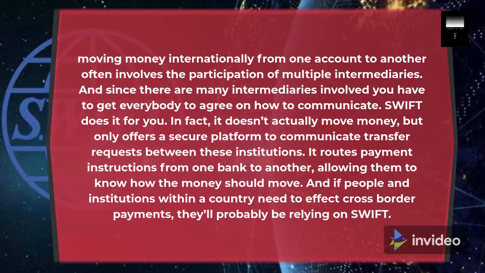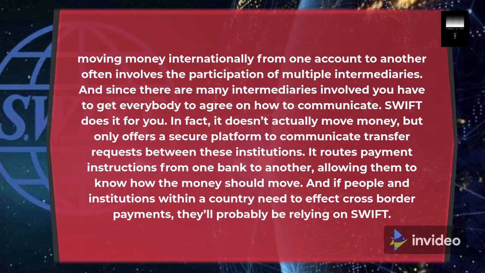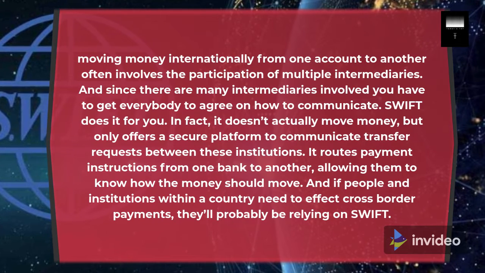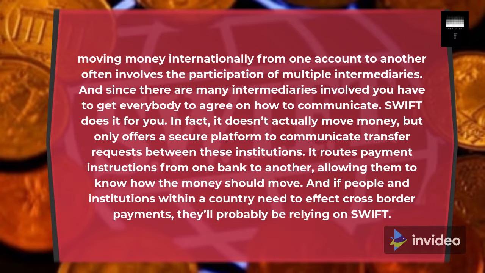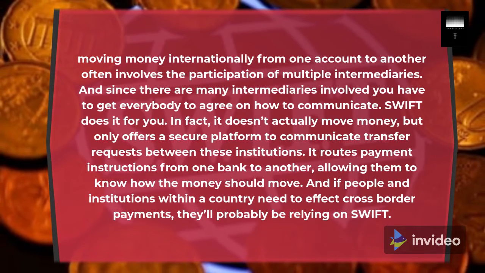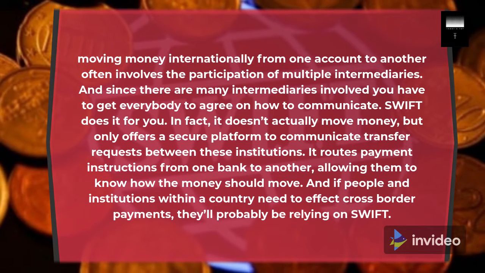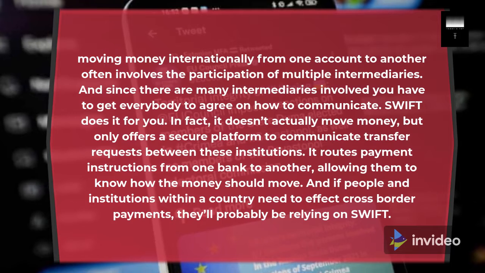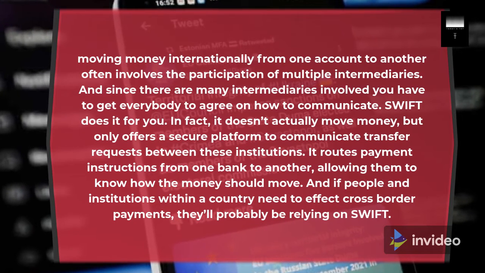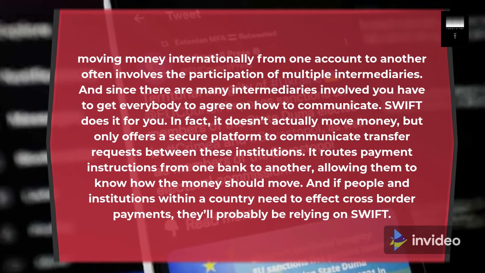In other words, moving money internationally from one account to another often involves the participation of multiple intermediaries. And since there are many intermediaries involved, you have to get everybody to agree on how to communicate. SWIFT does it for you. In fact, it doesn't actually move money, but only offers a secure platform to communicate transfer requests between these institutions. It routes payment instructions from one bank to another, allowing them to know how the money should move. And if people and institutions within a country need to effect cross-border payments, they'll probably be relying on SWIFT.